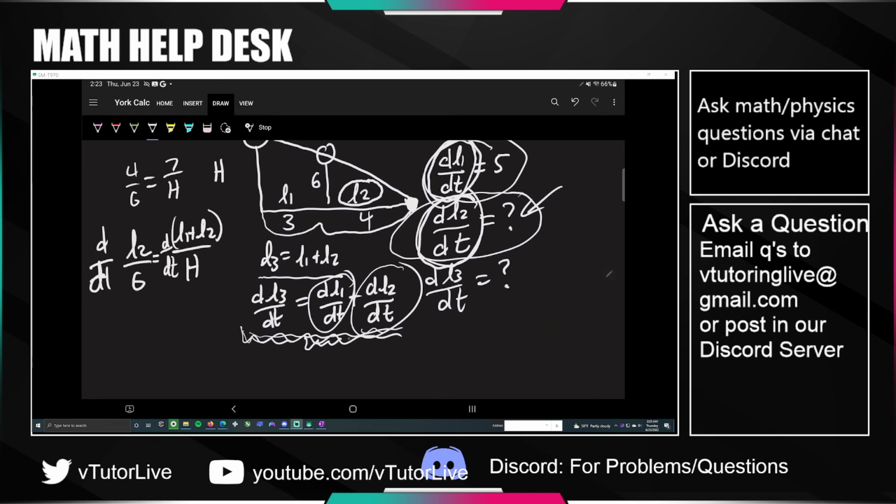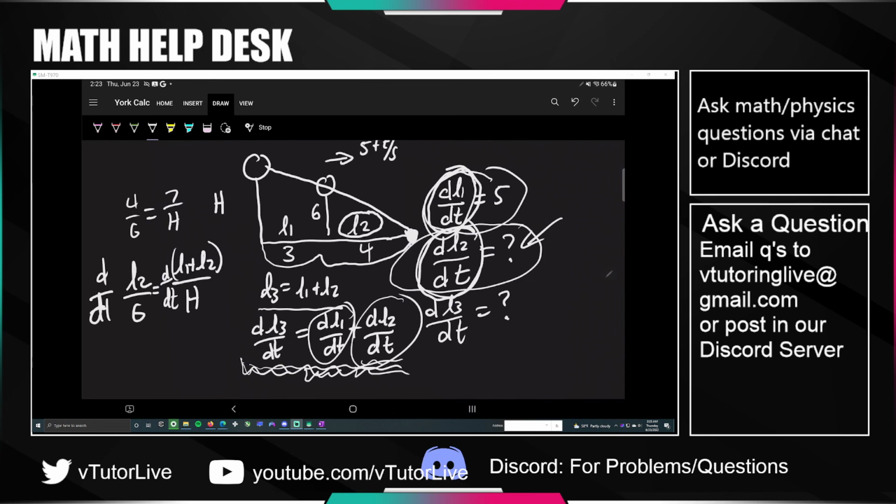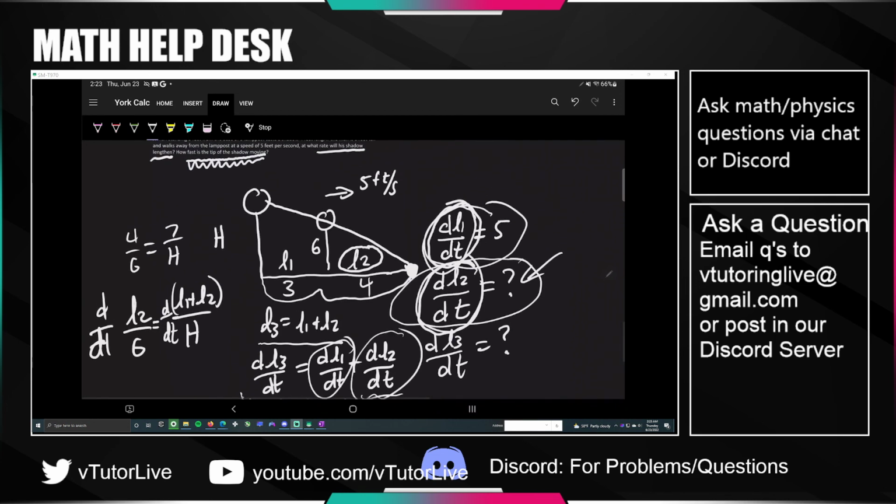Really, we want to just sum up these two values and figure out what dL3 over dt is, which should be our final answer for how fast the tip of the shadow is moving. And dL2 over dt, the intermediate step, was the rate at which the shadow lengthens. So go figure out the rest yourself.